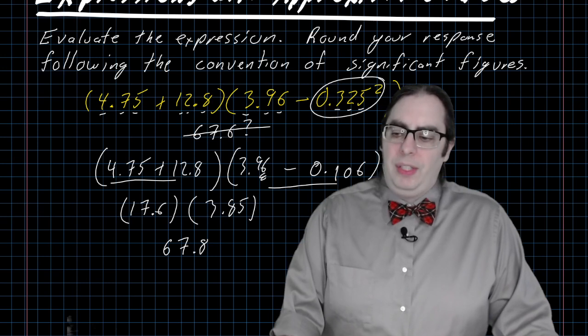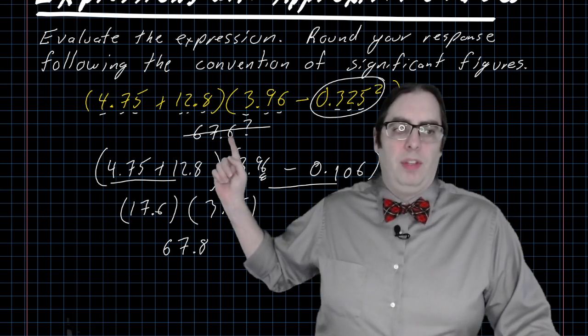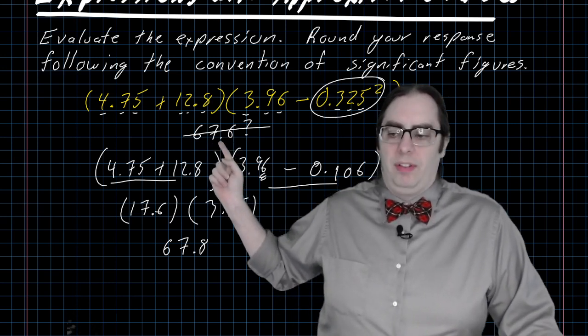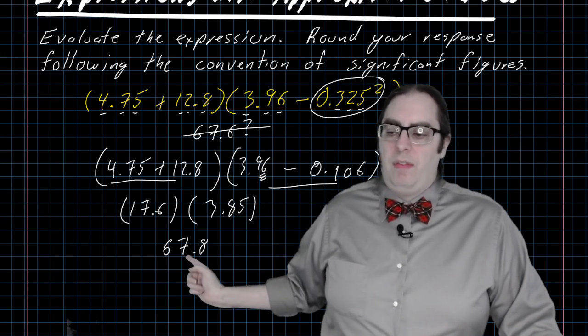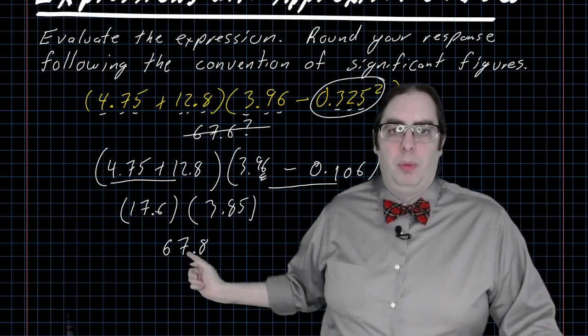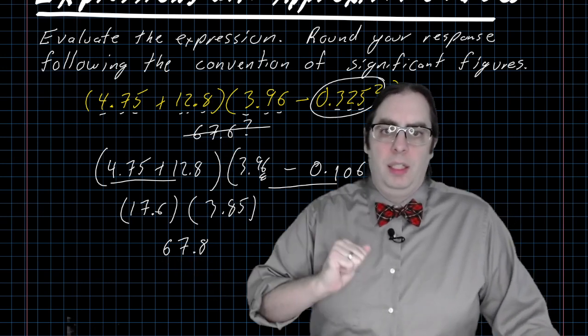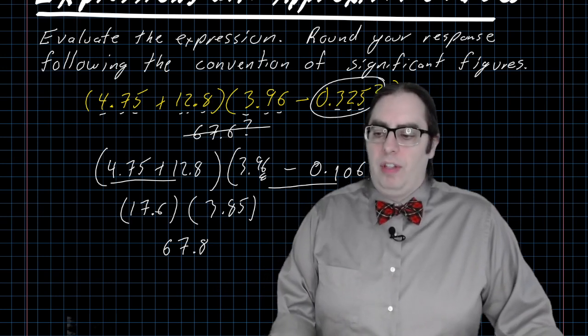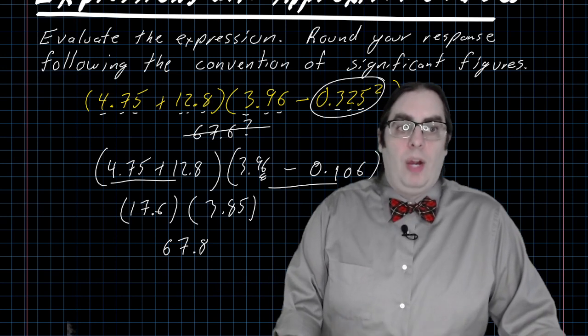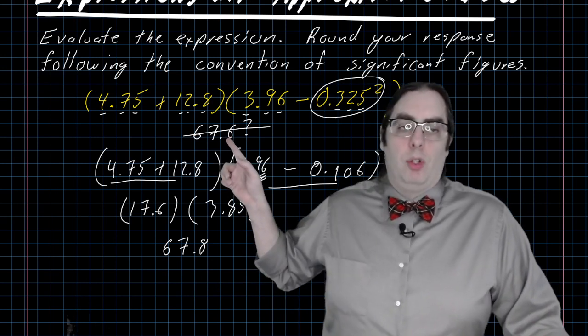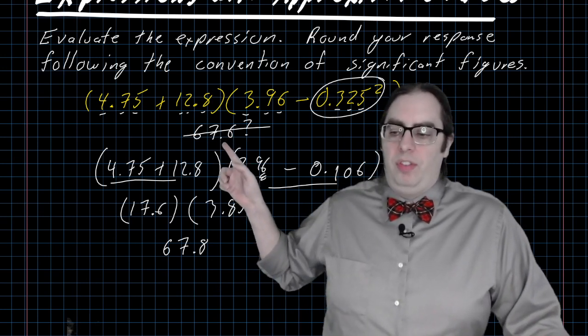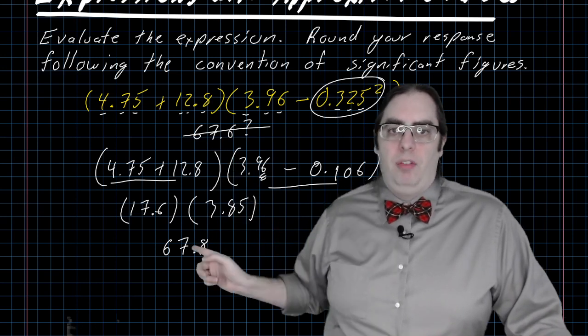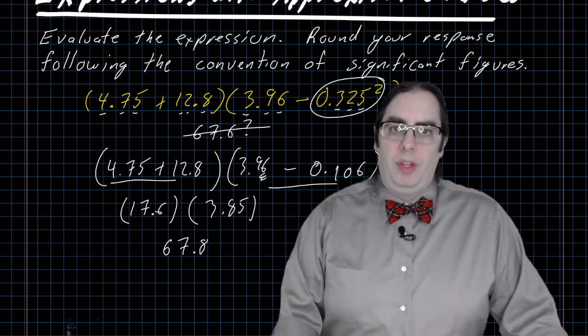To within rounding error, 67.6 means anywhere between 67.5 and 67.7. 67.8 means anywhere between 67.7 and 67.9. And there's an overlap between those two ranges. 67.7 is correct. If the correct value is 67.7, then both of these are correct to within rounding error.